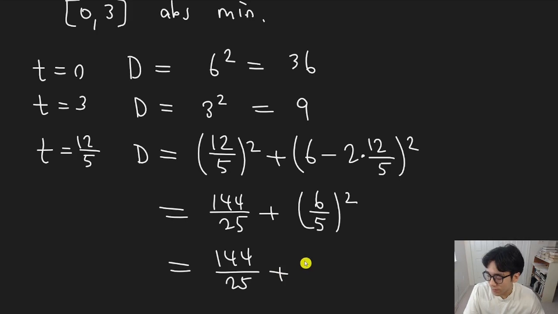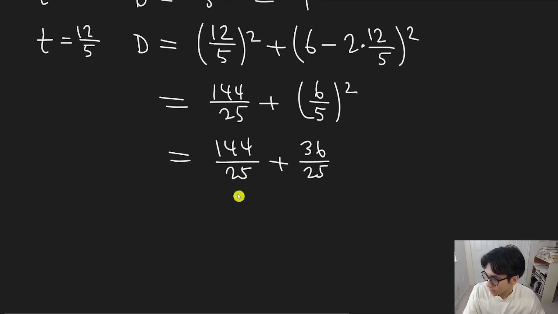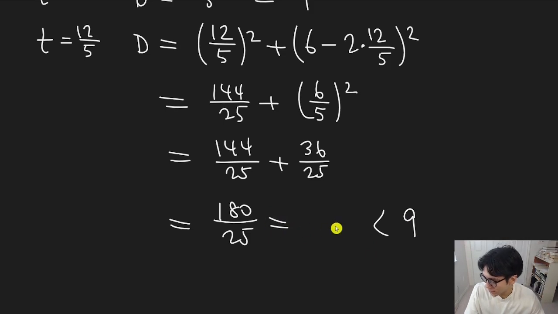All of this is if you don't have a calculator, right? Because on this exam, you don't have a calculator. And so in the end, you're going to get 144 plus 36, which is actually 180 over 25. And again, is this less than 9? Well, it turns out, simplify it a bit, divide both of these by 5. Again, this is actually tricky without a calculator. You get 36 over 5.